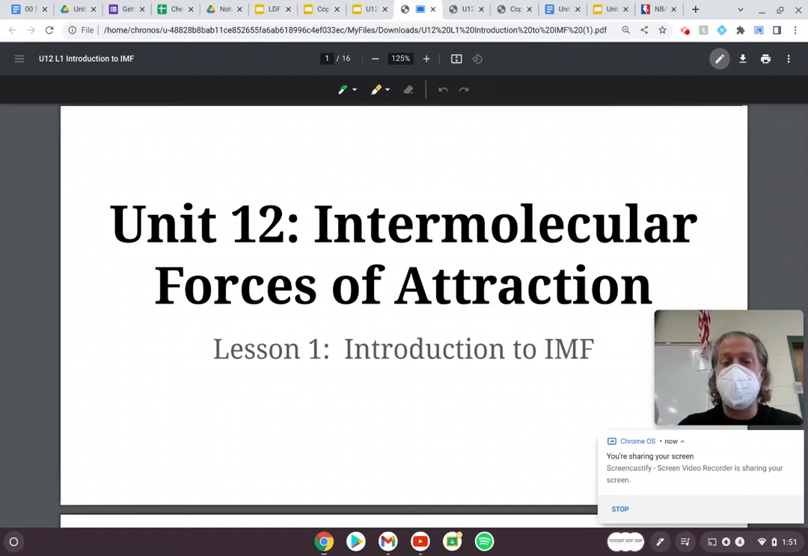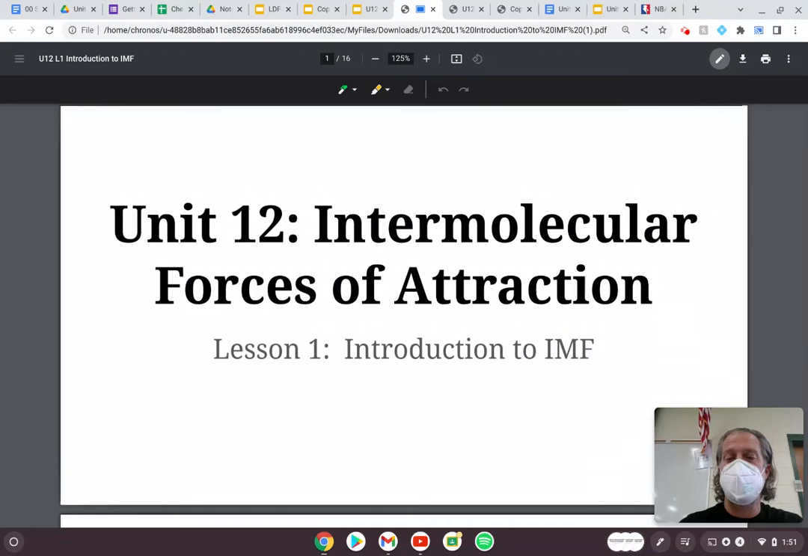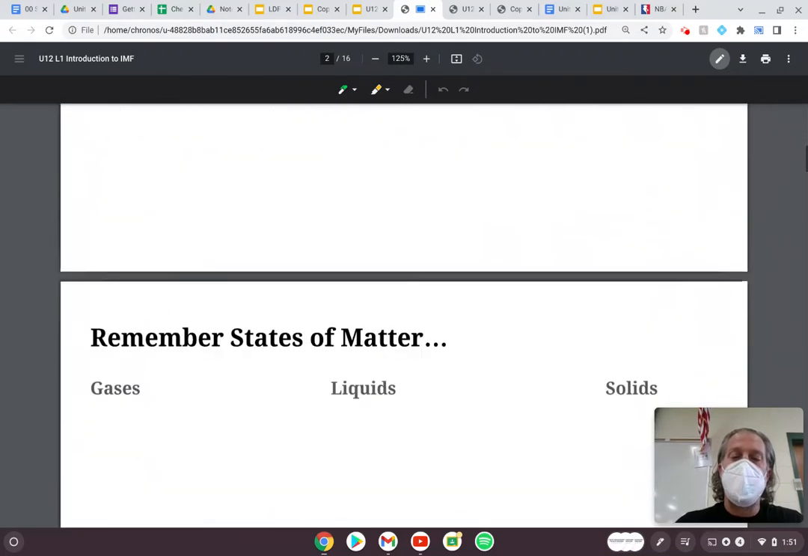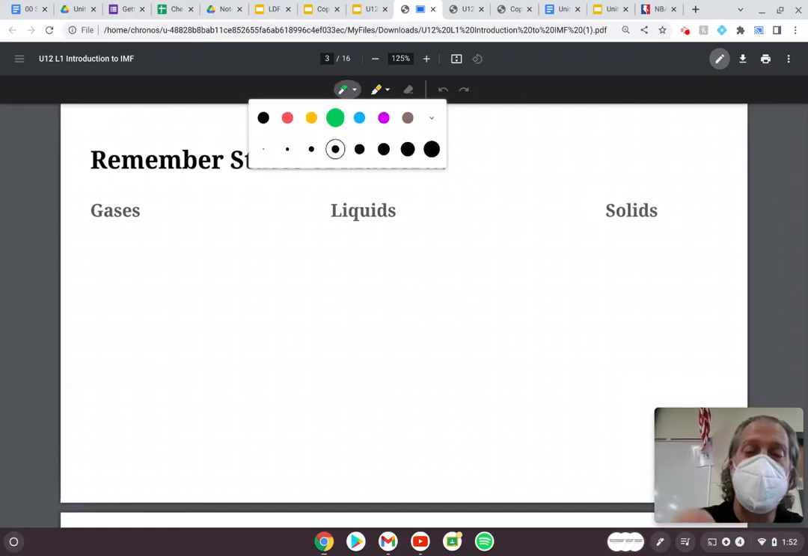U12 is based on intermolecular forces of attraction, and today we're just going to talk about an introduction to that. There are a few things you might want to remember when it comes time to talk about the different types of matter. There are three main types of matter that we deal with in chemistry or science class: the solids, the liquids, and the gases. I want to take a few minutes to refresh everyone's memory about how we identify those.